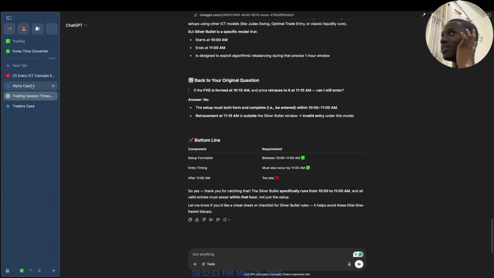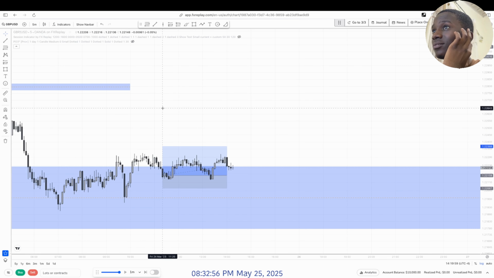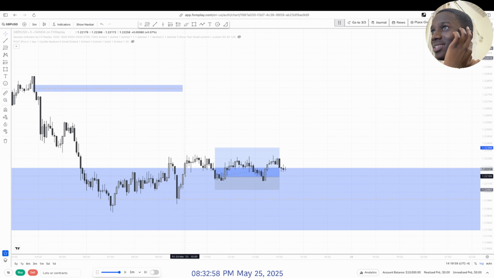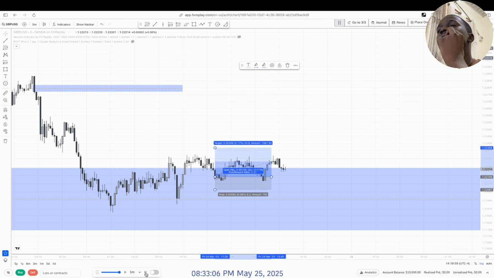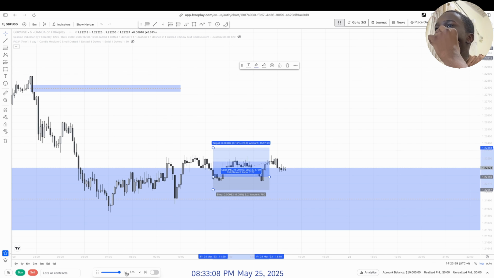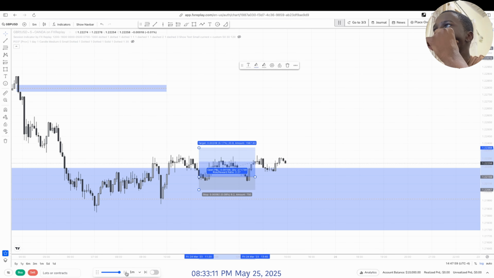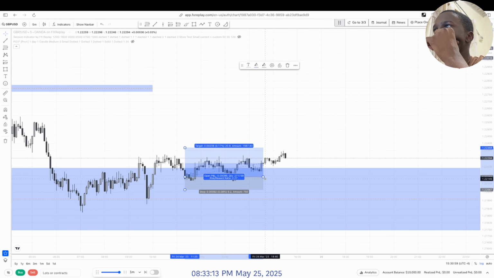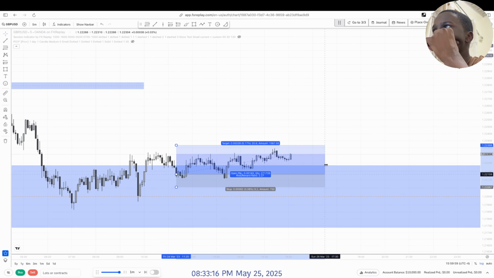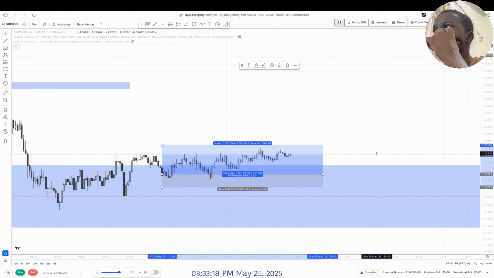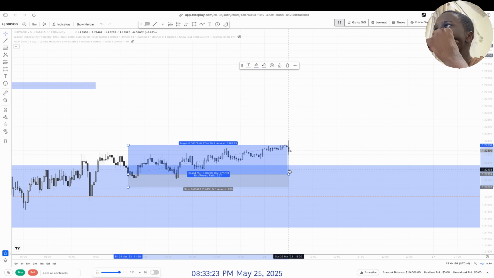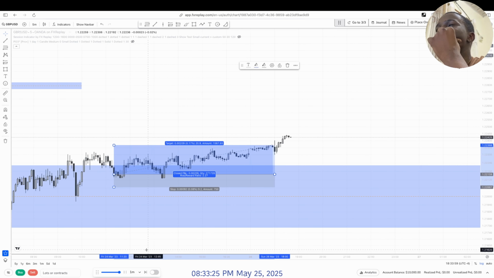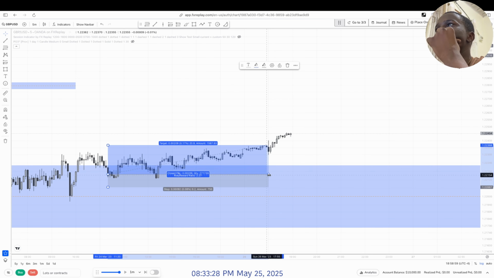So you can see that we should enter at 11. This entry was invalid. We should enter if it's tested in this time window. By 11:20 it's a bit late. Okay, not bad. So this was a bad trade. It's even delaying. Exit hit TP.